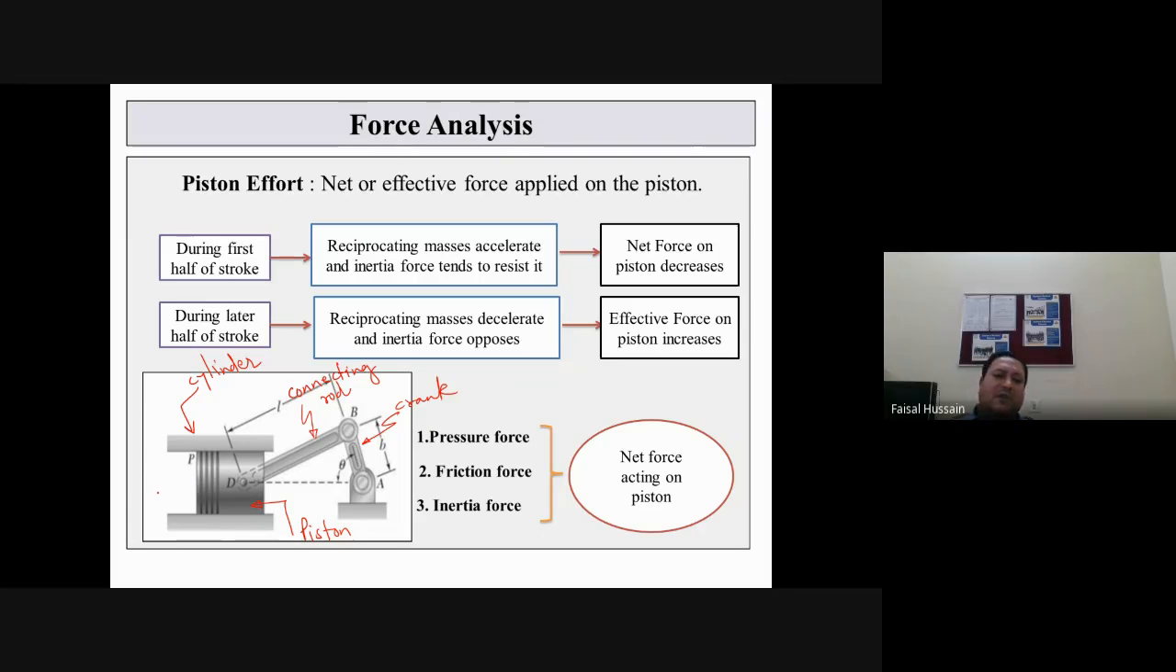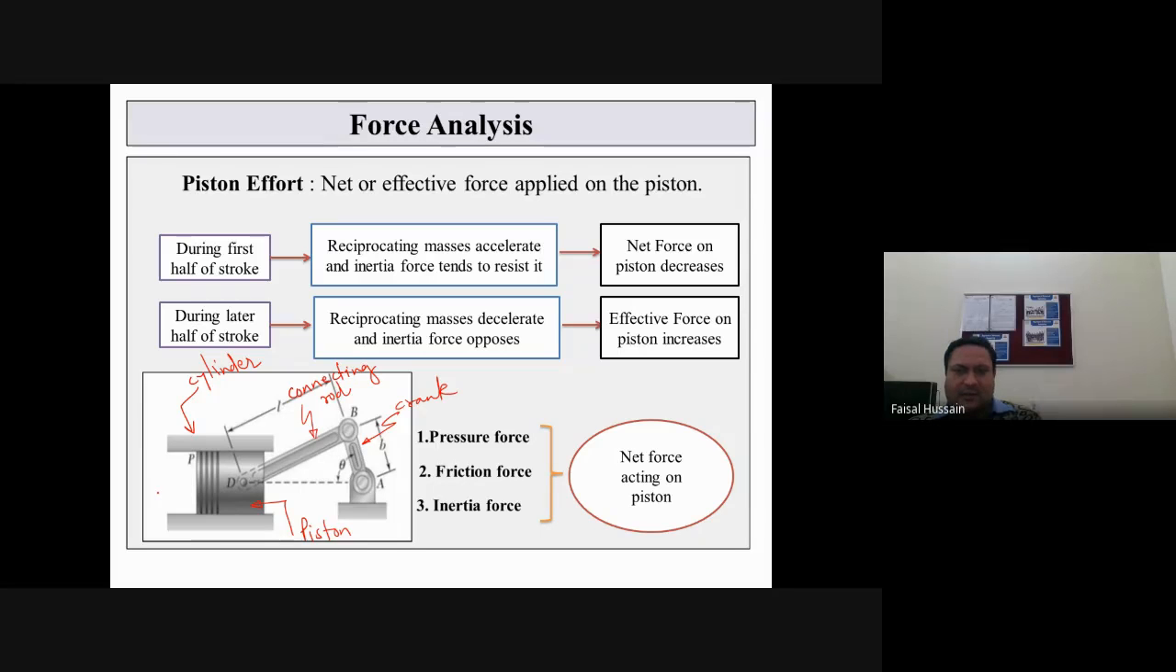Now, piston effort depends upon three parameters. One is your pressure force, one is your friction force, another one is your inertia force. If we consider these three parameters, pressure force, friction force, and inertia force, we will get the total net force which is acted on the piston.